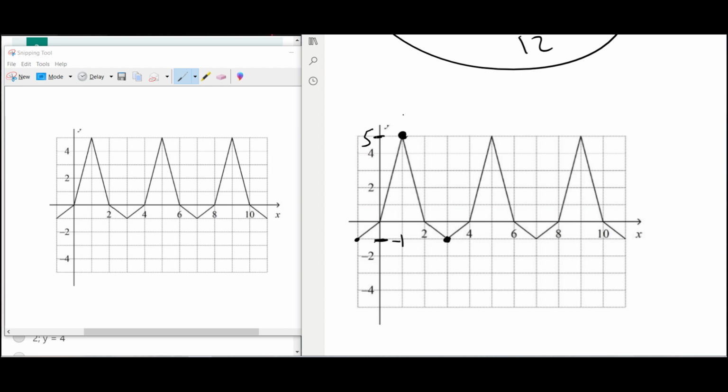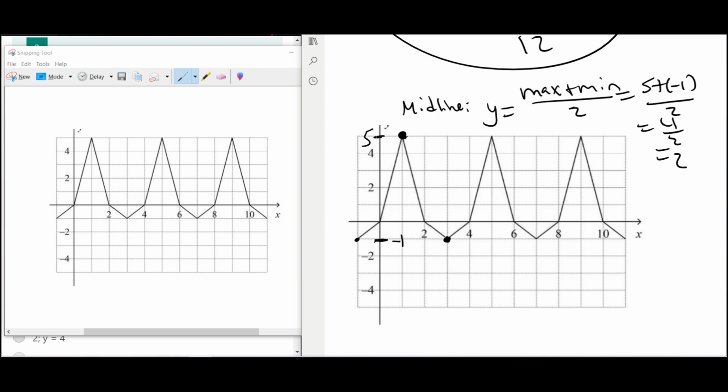So remember, the formula for the midline is y equals maximum plus minimum divided by 2. So in this case, we have 5 plus -1 divided by 2. So 4 divided by 2 is 2. So that means my midline is y equals 2. So I'm going to go ahead and circle that. So this is my midline now, which kind of makes sense. It looks like it's cutting the graph in half.